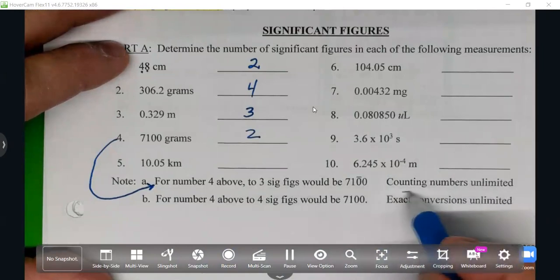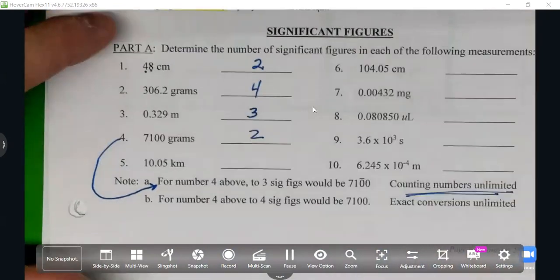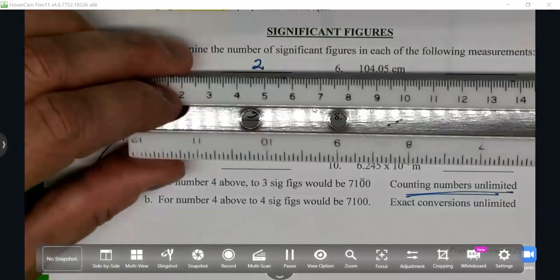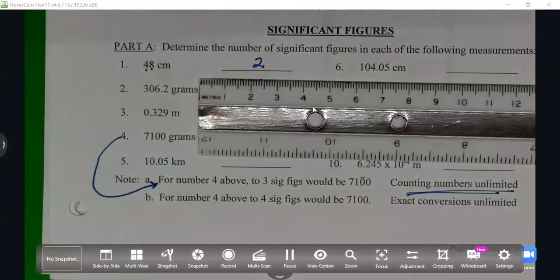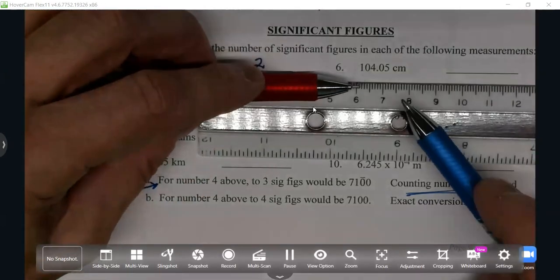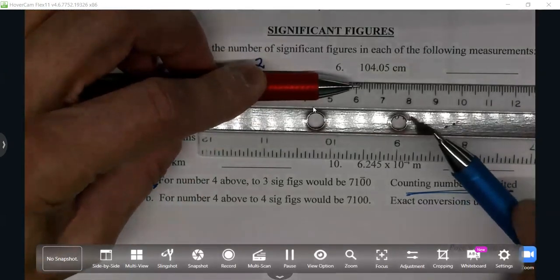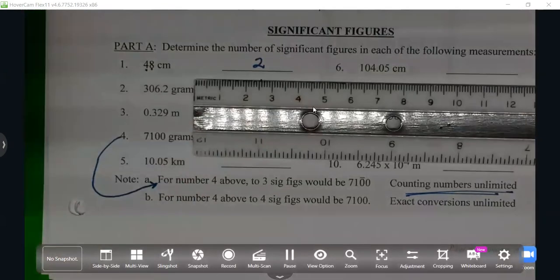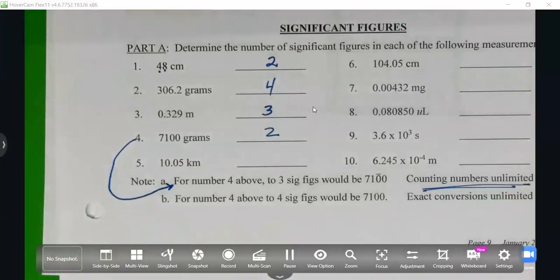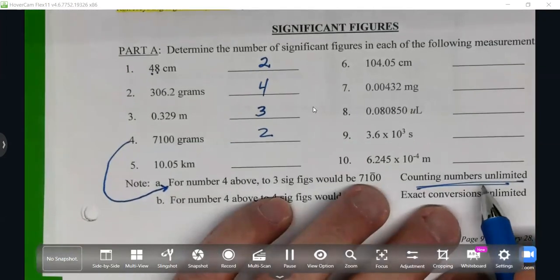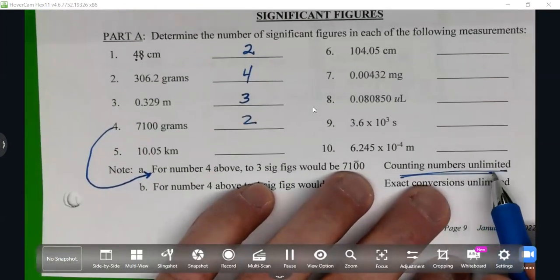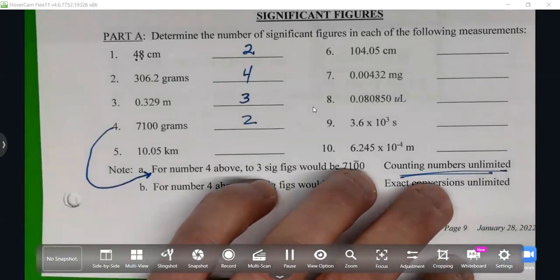Then counting numbers are unlimited. Now remember, when you measure something, you are estimating, typically estimating the last digit. The last thing you write down is an estimate. So you're driving down the road, you look out in the field, and you see 8 cows. Did you estimate a part of a cow? Did you estimate the ending of the cow? No, you have 8 cows. So counting numbers have unlimited significant digits. 8.000, there's 8.00000 cows, right?